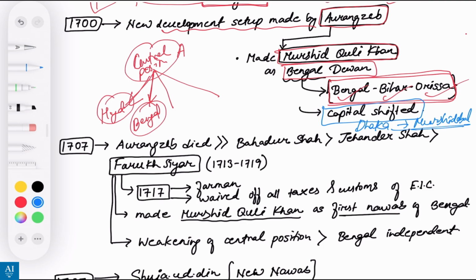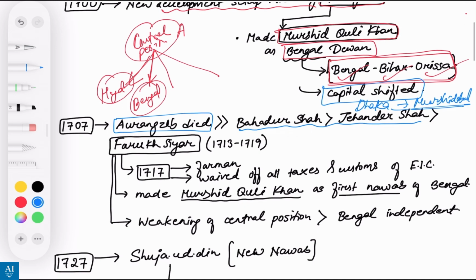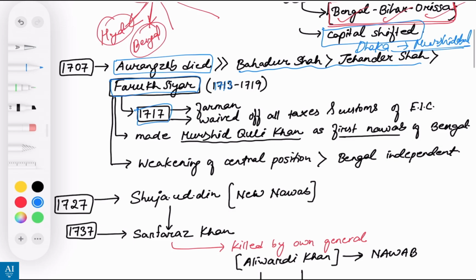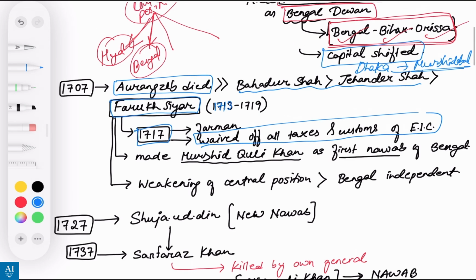During 1707, after the death of Aurangzeb, the Mughals were succeeded by very weak rulers, also called the later Mughals. This led to the weakening of the central position. Before that, one thing you already know: Farrukhsiyar was made emperor in 1713. During 1717, he gave a Farman to the British that waived all the taxes and customs of the East India Company, and that made the British very powerful in revenue matters in Bengal.